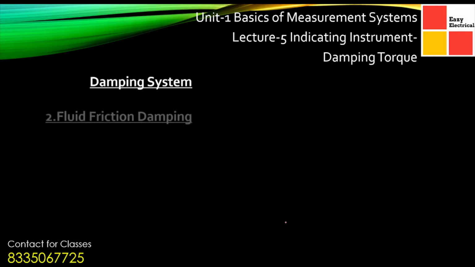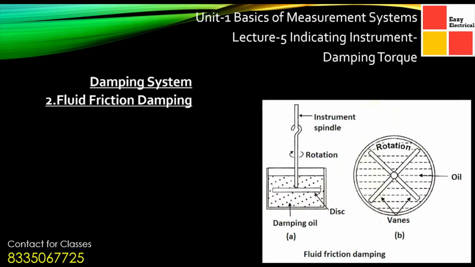Now coming to our next system, that is our fluid friction damping. Here basically a liquid is used. In the liquid there is a vane which gets rotated, and a pointer is also connected to this vane. As the vane rotates with respect to the pointer, we can see that there is a friction working in the system, and based on that the damping is provided.